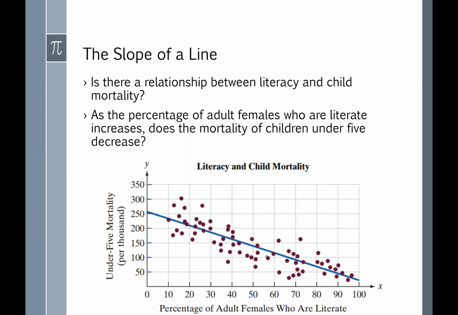As a matter of fact, the relationship, viewing the scatter plot when we plotted the data, appears to be linear. So as the adult literacy rate increases, the infant mortality rate decreases. So it's linear and it has a slope. So the slantiness, how much this line drops compared to how much X increases, is called its slope.